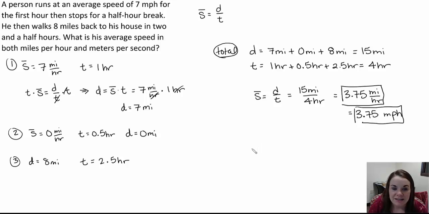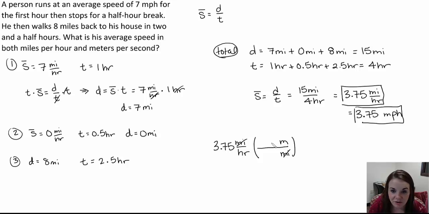Now we want to convert that to meters per second. So we just do a simple unit conversion. How we do that is we start with our 3.75 miles per hour, and then we multiply by a unit conversion. Now I'm going to first convert the miles into meters. So I put miles on the bottom because I need those to cancel out. And I do meters on top.